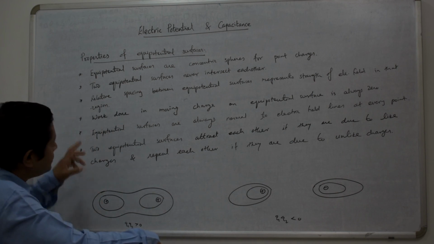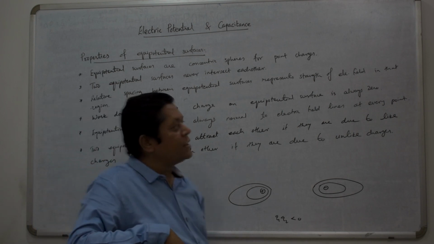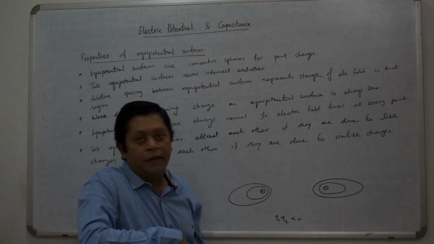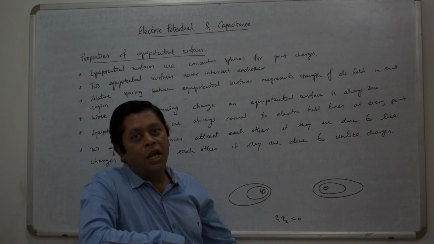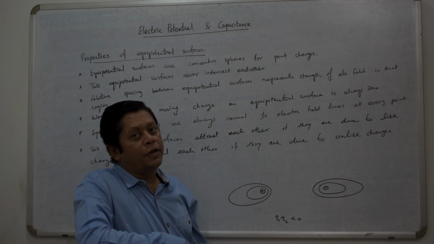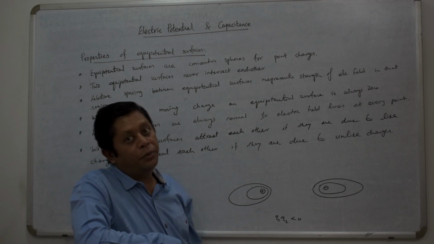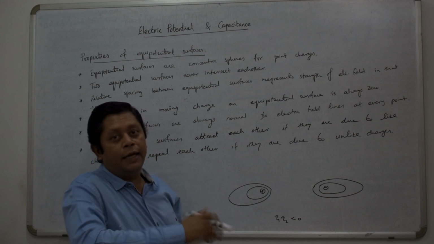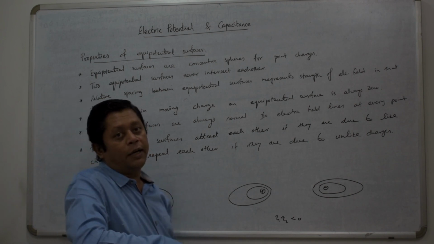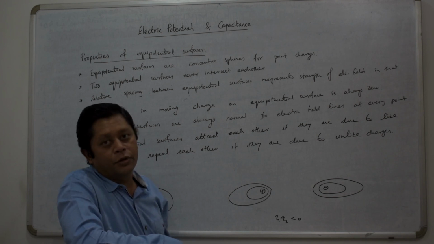Another is that equipotential surfaces are always normal to electric field lines at every point. Again, with this concept also you can say the electric field and equipotential surface are normal to each other. We know that work is equal to force into displacement, that is, W is equal to F dot dr, and that is equal to Q naught E dot dr. As E and dr, the electric field and the equipotential surface, are perpendicular, the angle between them will be 90 degrees, cos 90 is 0, so work done will also be 0.